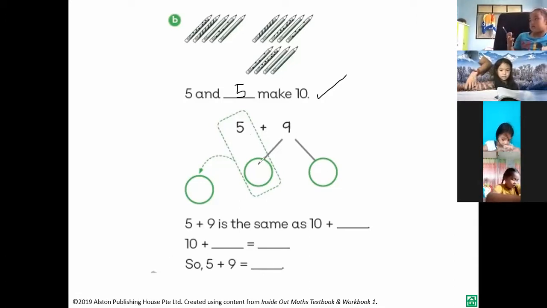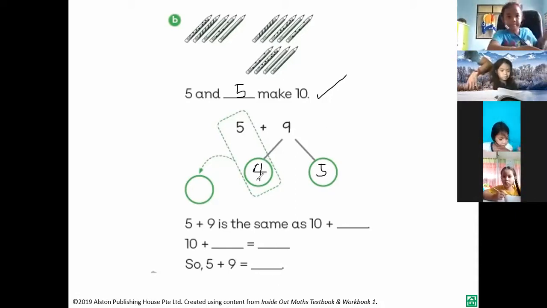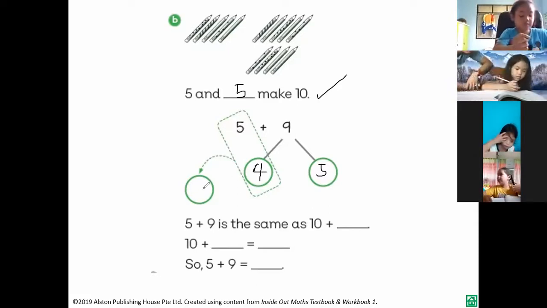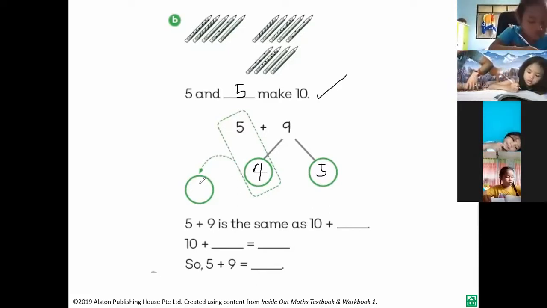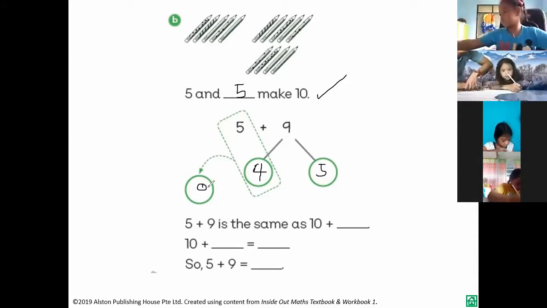4 and... Okay, so we have 5 and 4. What is the number here? 9. Okay.